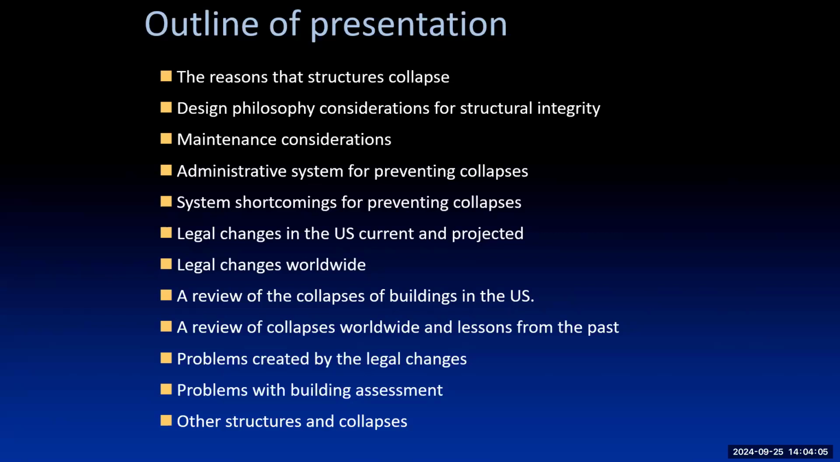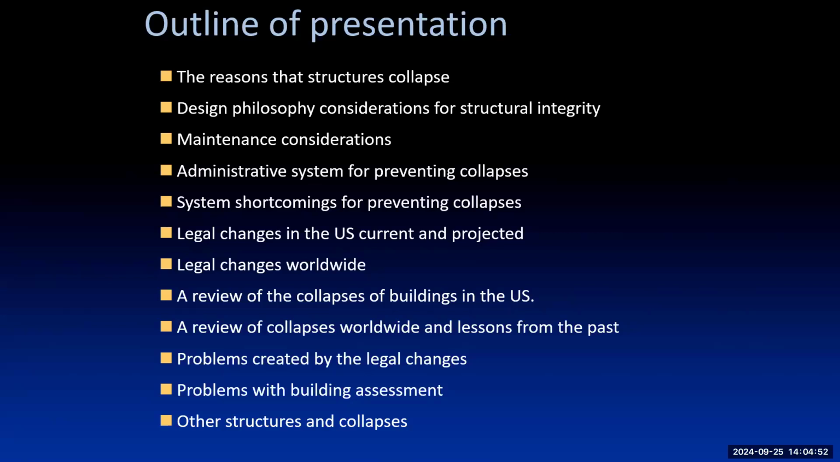First of all, I'm going to put it into perspective: the reasons that structures collapse, and then the design philosophy that works towards structural integrity, maintenance considerations, and the administrative system for preventing collapses. That's really important at the moment. And then the other side of this is the system shortcomings for preventing collapses. Then we'll look in some detail at where the legal changes in the US are coming, what are current and what have been projected. And they really are current at the moment.